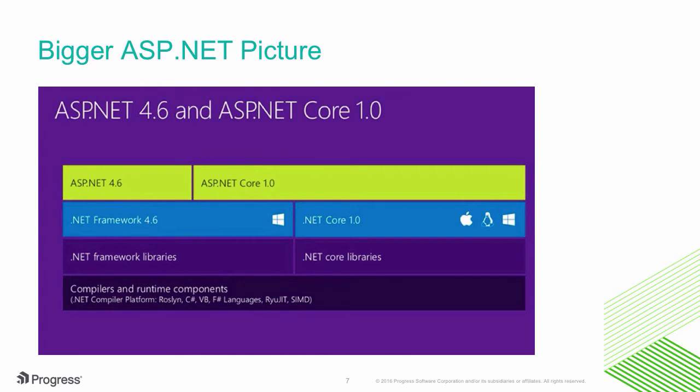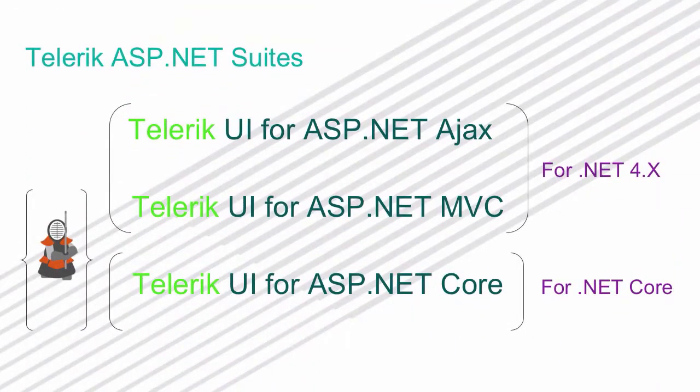Pretty exciting stuff. Now, with all of this context of .NET and ASP.NET behind us, let's talk about the Telerik ASP.NET suites, and hopefully it'll make much more sense as to where things are headed. So we have always had two hugely popular ASP.NET suites, UI for ASP.NET Ajax for web forms applications, and UI for ASP.NET MVC for MVC applications. And these two will continue to evolve, but they're meant for Windows developers inside of Visual Studio, and they're meant for applications that run on the entire .NET framework, that is .NET 4.x.